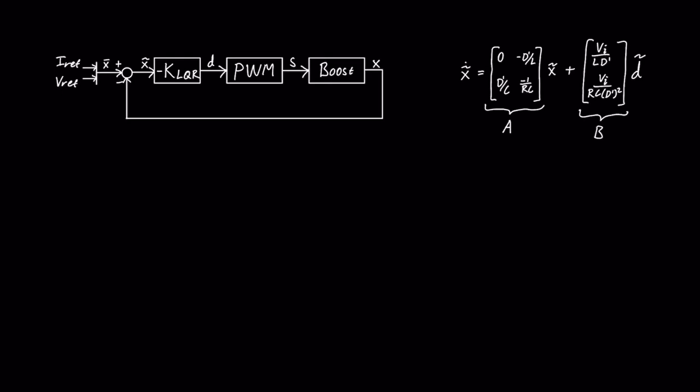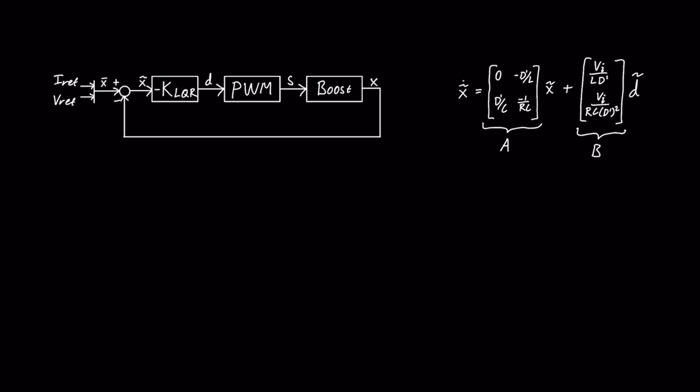In this video, I'll show you how to use an LQR controller in order to control a boost converter. So this is a basic LQR controller where you use the small signal model in order to get the LQR gain. But with this type of controller, you will get a steady state error. Therefore, we need to add an integral action in order to eliminate the steady state error.